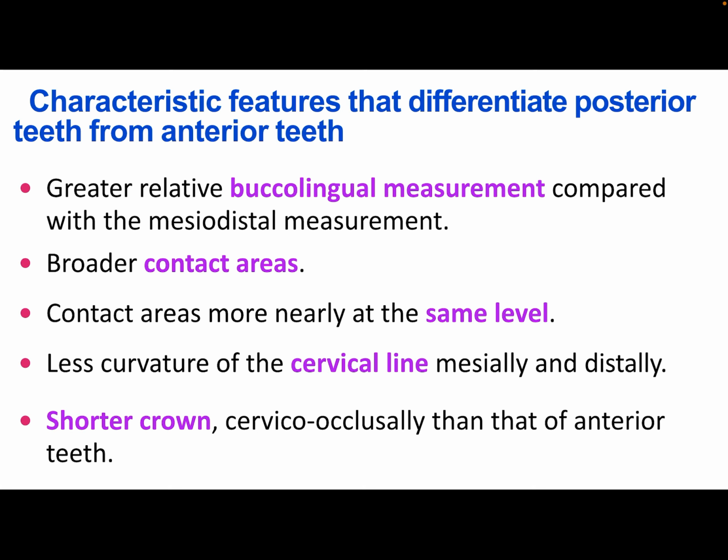For anteriors we have seen the mesial contact area and distal contact area at different levels. Cervical line curvatures will have lesser dimension on the mesial as well as distal for posteriors, while for anteriors we have seen 2.5 and 3.5 on the mesial and distal. The crown, that is the cervico-occlusal length, will be shorter for posteriors compared to anteriors. For anteriors, like the central incisor, the crown length was around 10.5 millimeter, but for the maxillary first premolar, the cervico-occlusal length is around 8.5 millimeter.